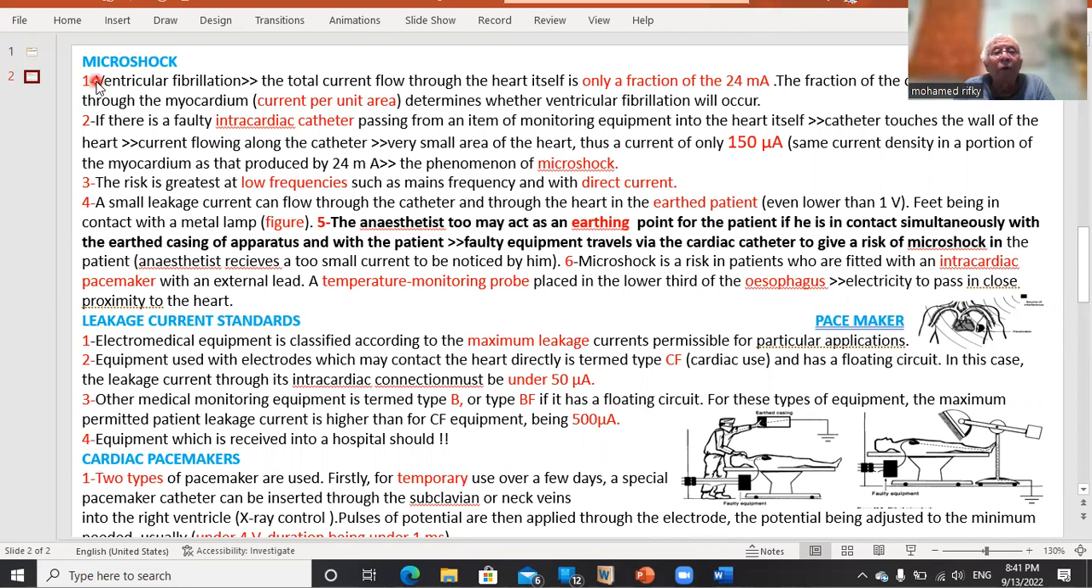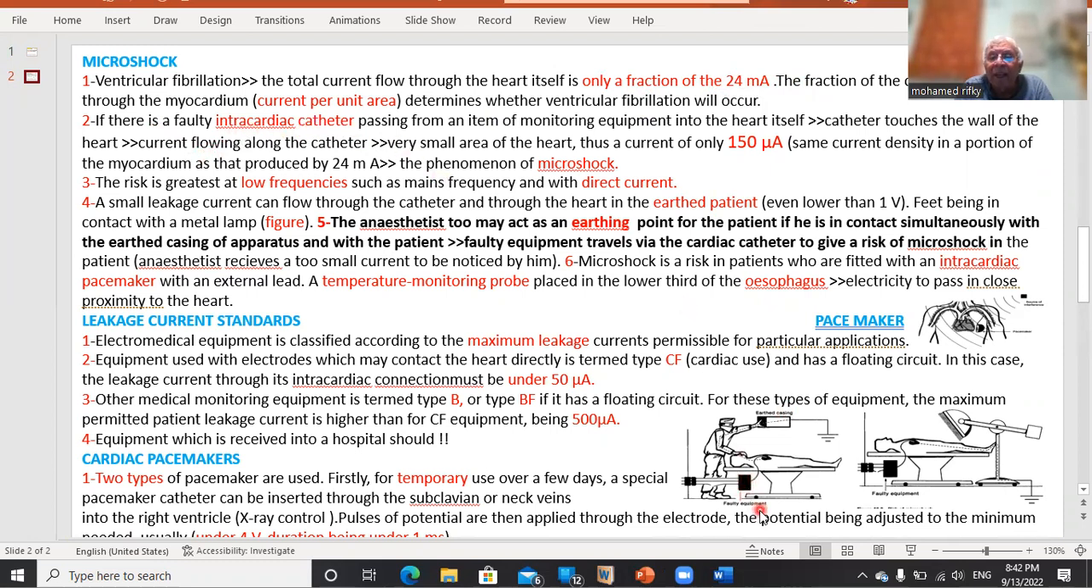Microshock, which is very important. What is the meaning of microshock? Ventricular fibrillation. It represents the total current going from the head to the foot, with 24 milliampere. Only a small fraction of it reaches the heart, inducing ectopics and ventricular fibrillation. So this current density, a very minimal amount, can be induced by intracardiac catheters.